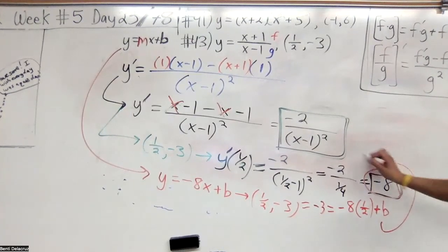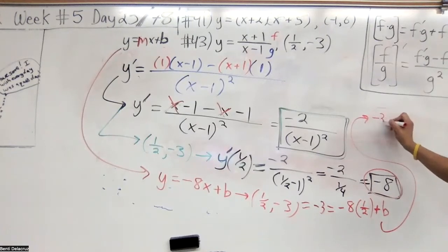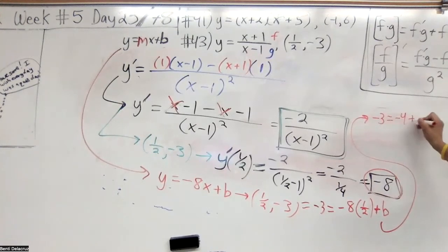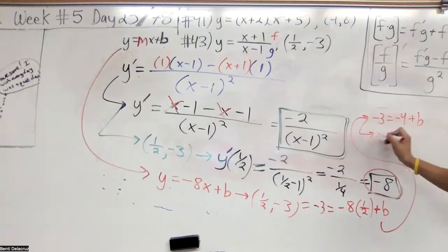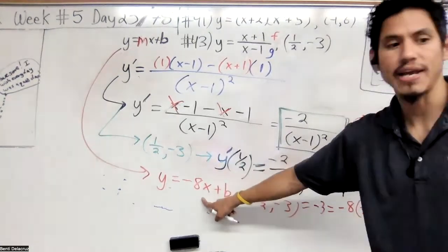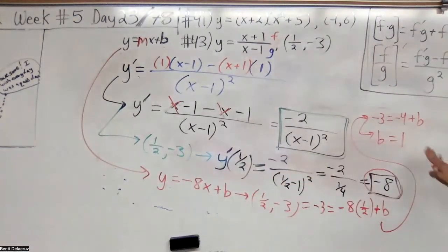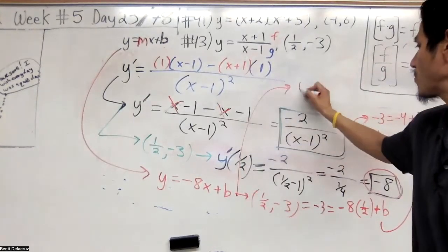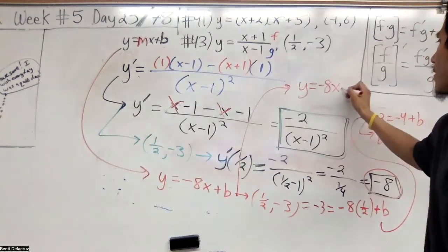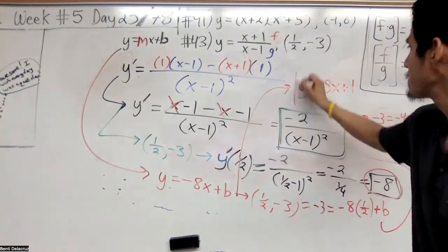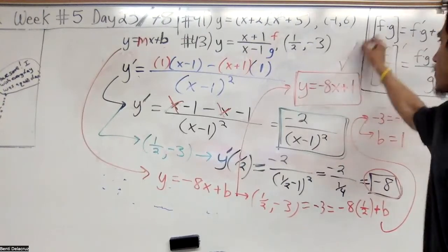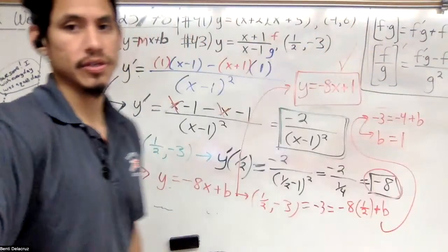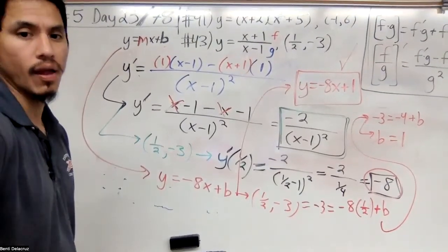And you know, I'm going to move this over here, make use of space. -3 equals -4 plus b. And then b is going to be equal to 1. And then my equation for my tangent line will be y equals -8x plus 1. That's where I get my b. So bringing this all back together, y equals -8x plus 1. There you go, and life is good. So I hope that helps.